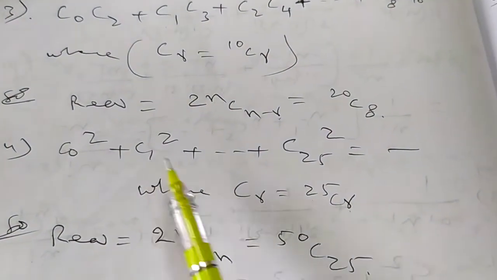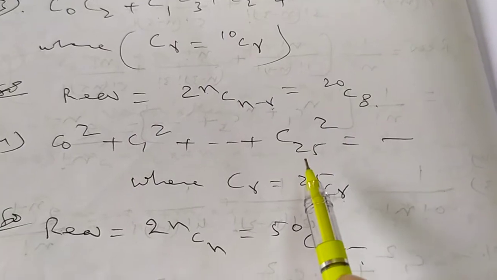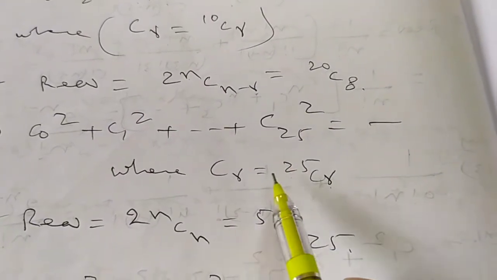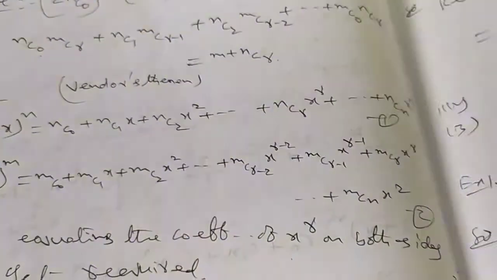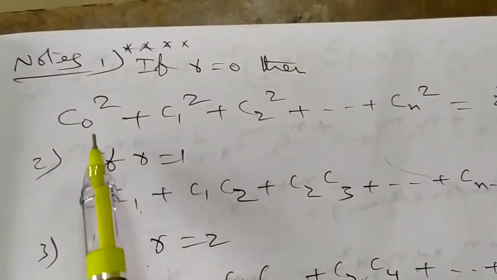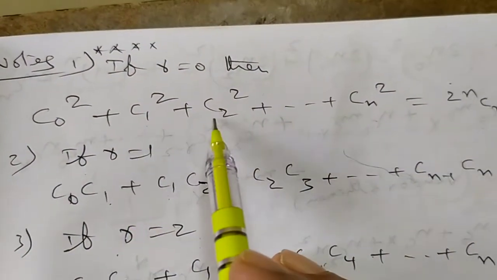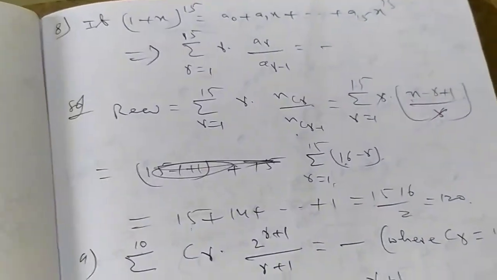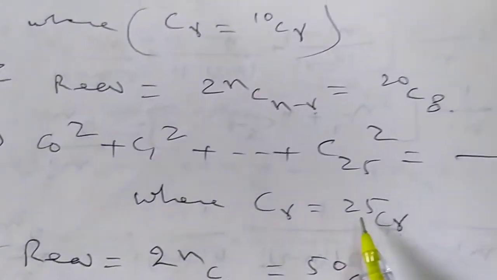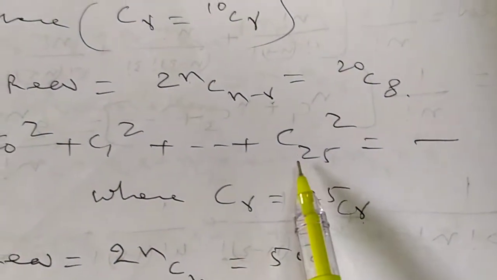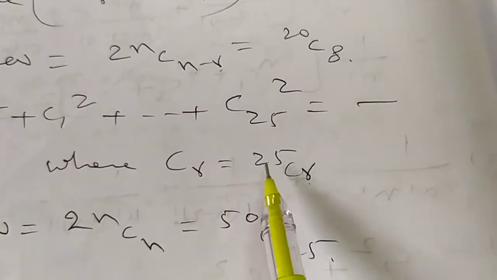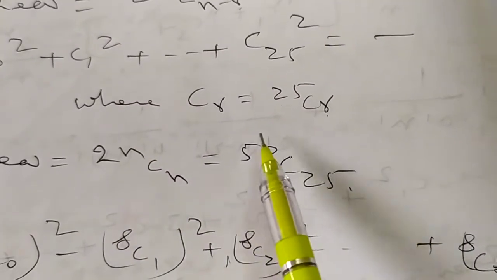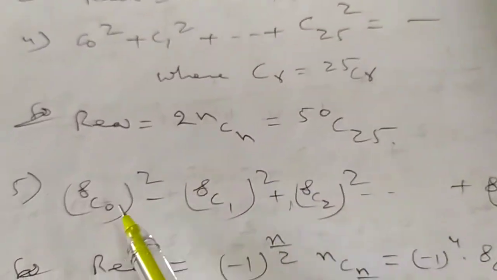Next: C0 square plus C1 square plus C2 square and so on, C25 square, where Cr is 25Cr. Again the same first application. See the formula from yesterday's notes: C0 square plus C1 square plus C2 square and so on plus Cn square is 2nCn. Okay, so here the n value is 25. So 2nCn means 50C25.